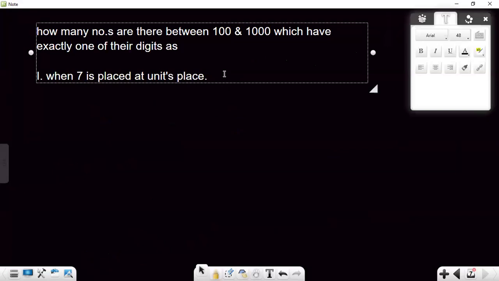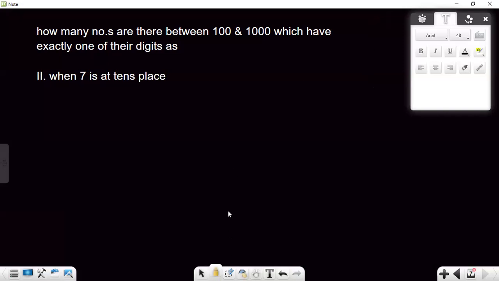Now in the second part of the question, when 7 is placed at the 10th place, we have to find out such numbers. So we have 3-digit numbers from 101 to 999, both included here. So we are discussing 3-digit numbers, and 7 should be at the 10th place.